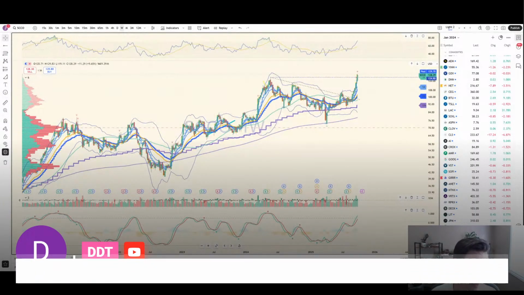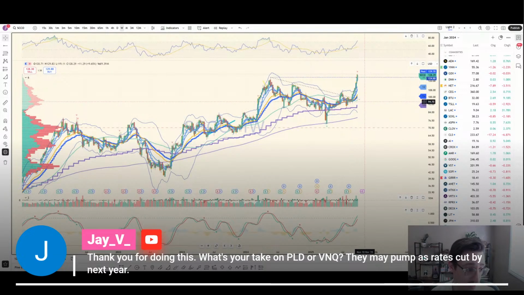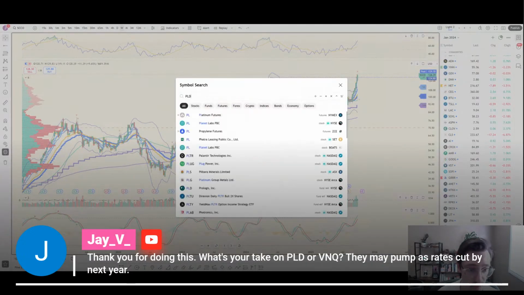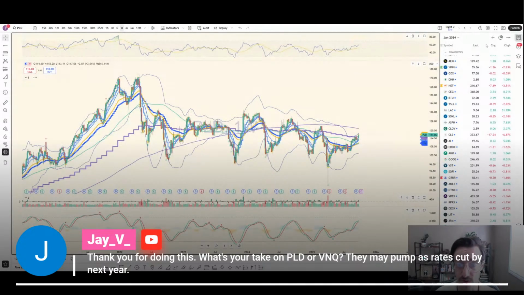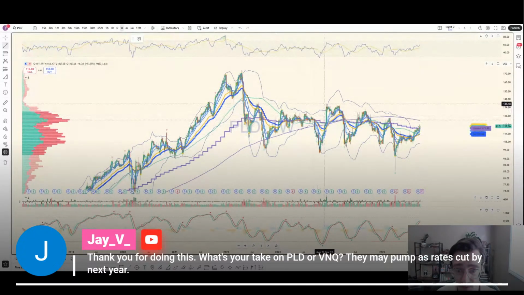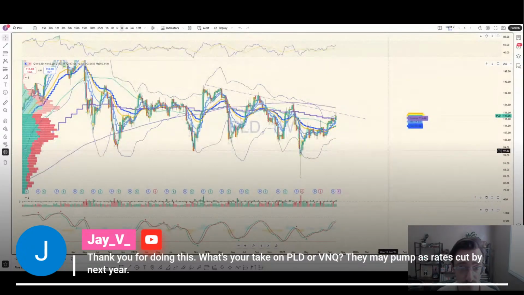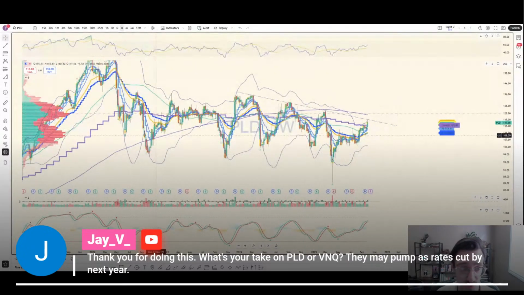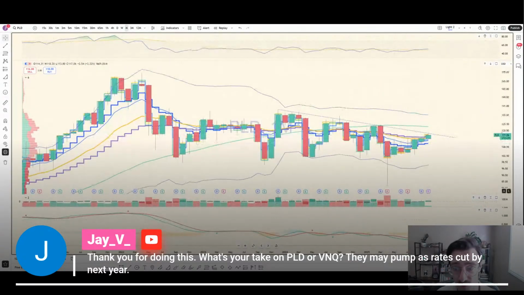Okay, JV asking, oh, you're very welcome, by the way, but what's your take on PLD and VNQ? They may pump as rates cut by next year. I don't know either of these, so let me look into them real quick. Prologis. Very tightly coiled chart. This thing is a powder keg. It could move very big. Let's see. Got a clean downtrend line. This is a big base. Very pretty.